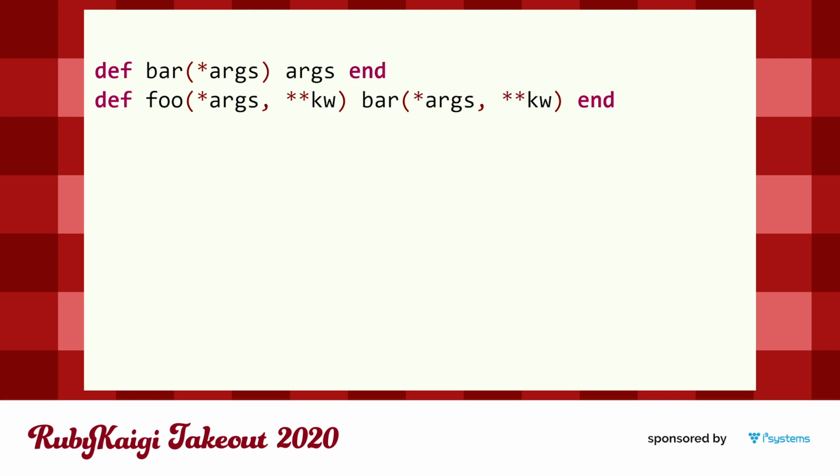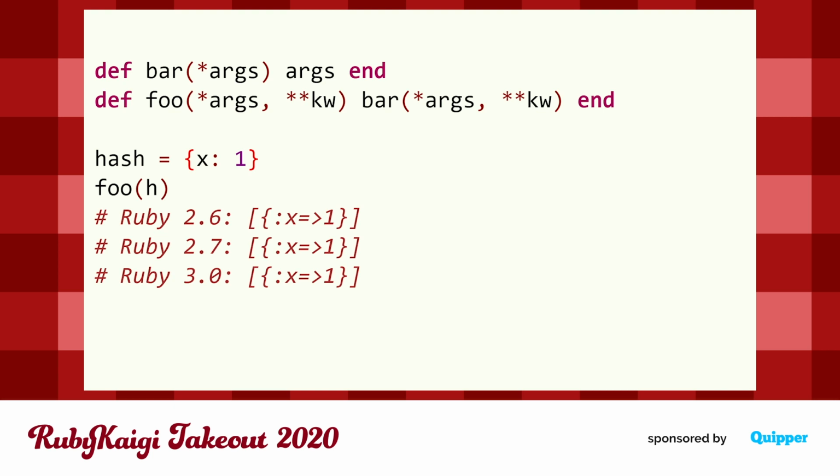Delegation turned out to be a much trickier issue than I originally expected. I showed a few slides ago this way to do delegation, delegating both arguments and keyword arguments, and said that it would work correctly in Ruby 2.7. And there are actually two problems with this approach. The first is if you have a hash and you provide it as a positional argument to the foo method, Ruby 2.6, 2.7, and 3.0 all return the same results. However, Ruby 2.7 warns. That has to be a bug, right? I mean, Ruby should only warn for cases where the behavior is going to change. It shouldn't warn in a case where behavior is the same.